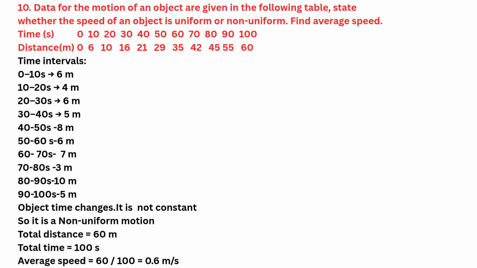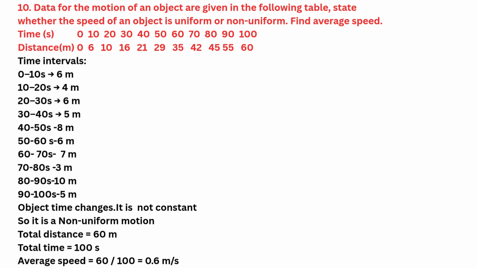Question number 10. Data for the motion of an object are given in the following table. State whether the speed of the object is uniform or non-uniform. Find the average speed. Here time in seconds and distance in meters are given. Time interval 0 to 10 seconds, 6 meters; 10 to 20 seconds, 4 meters; 20 to 30 seconds, 6 meters; 30 to 40 seconds, 5 meters; 40 to 50 seconds, 8 meters; 50 to 60 seconds, 6 meters; 60 to 70 seconds, 7 meters; 70 to 80 seconds, 3 meters; 80 to 90 seconds, 10 meters; 90 to 100 seconds, 5 meters. The total distance is 60 meters, total time is 100 seconds.